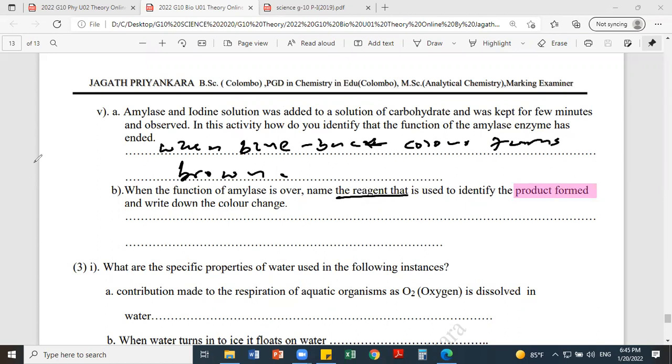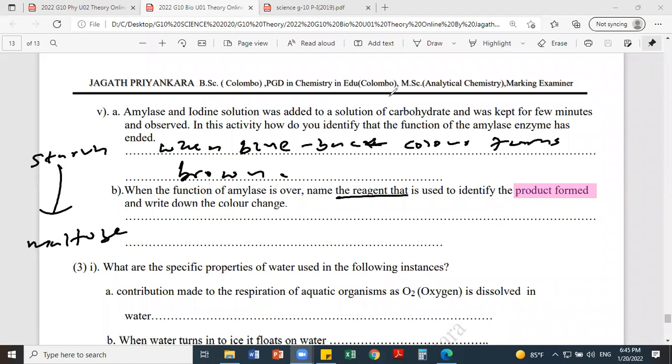That is the carbohydrate, starch. What is the product formed now? When the function of amylase is over, what is the product formed? Any volunteers? Suhana? Rohini? Maltose. Very good. So the answer will be what?